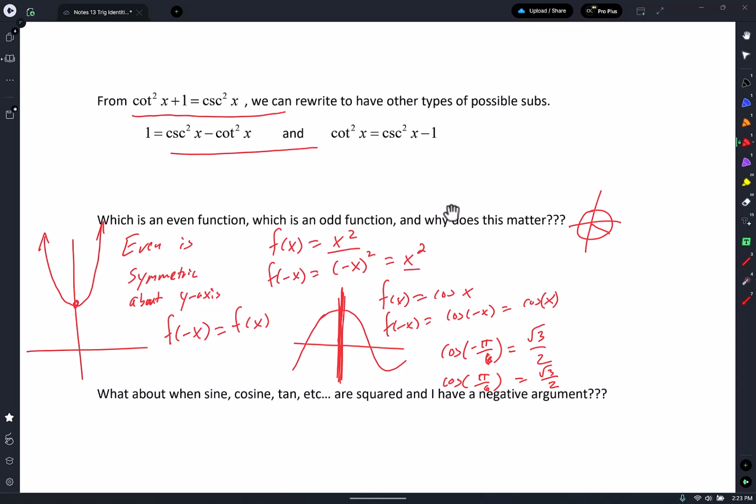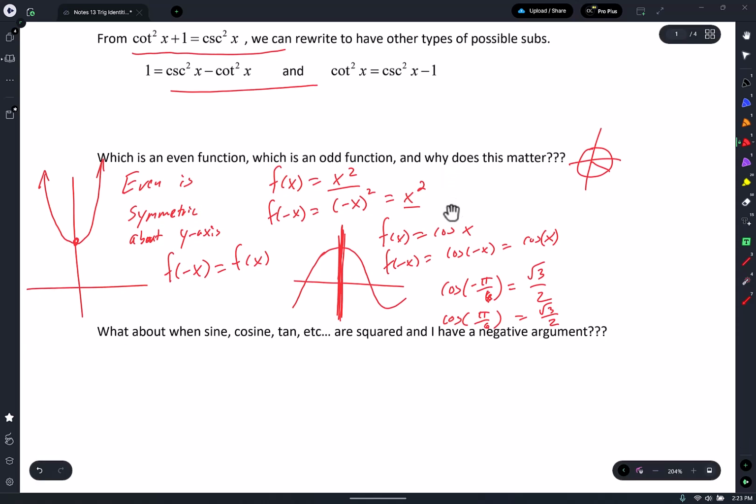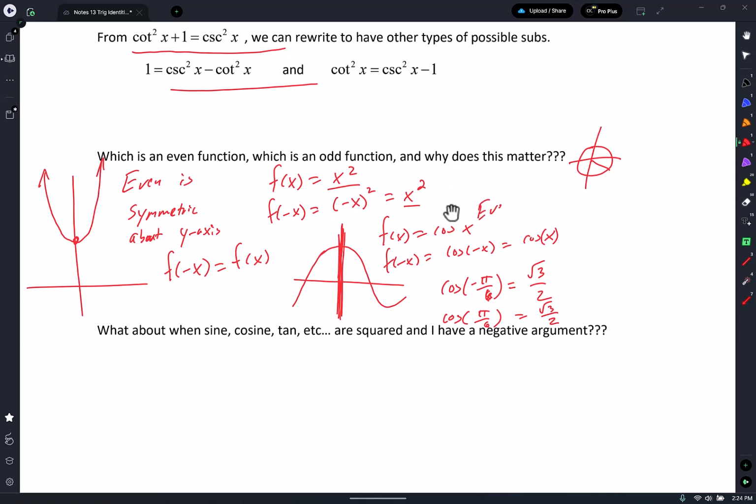So all this in red is even. And what else is even? If cosine is even, then also its reciprocal is even. What's the reciprocal of cosine? Secant. f of x equals secant x. So f of negative x is secant of negative x, which also equals secant of x. So everything in red there is even. Are we still okay?